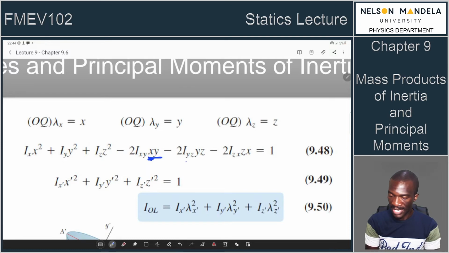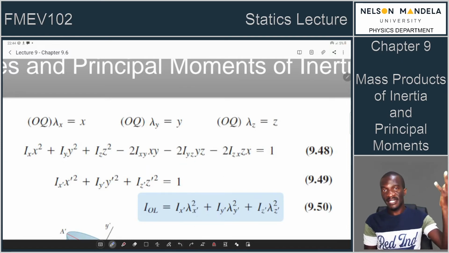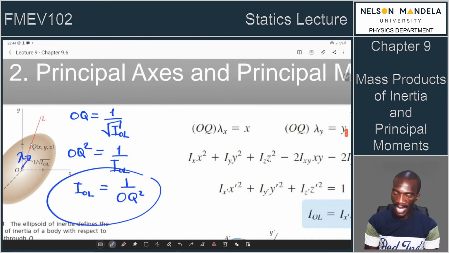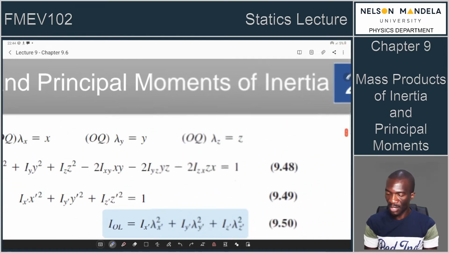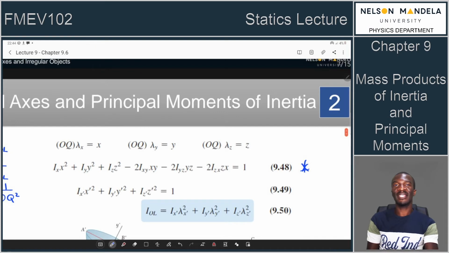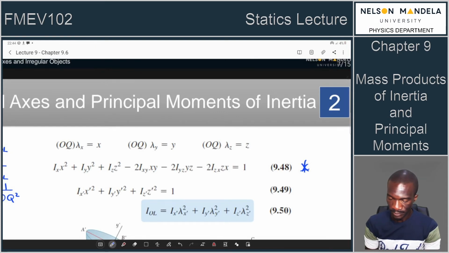The same applies where we have some products. On the left hand side, where we had 1 over OQ squared, which resembles the IOL, all we have now is just a 1. So that is equation 948. This is still the same equation; all we are doing is looking at it in terms of the projections x, y, and z.